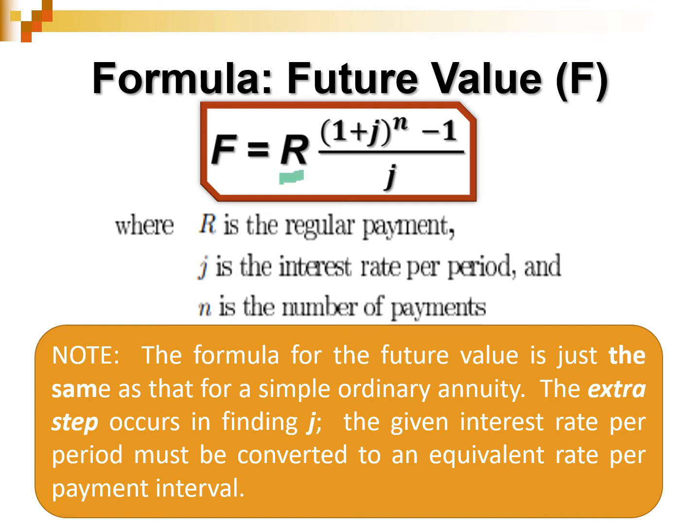Let's say for R, it's the same regular payment. J is the interest rate per period. So here, we need to solve this further. In the next slide, I will show you the formula for J. And N is the number of payments.